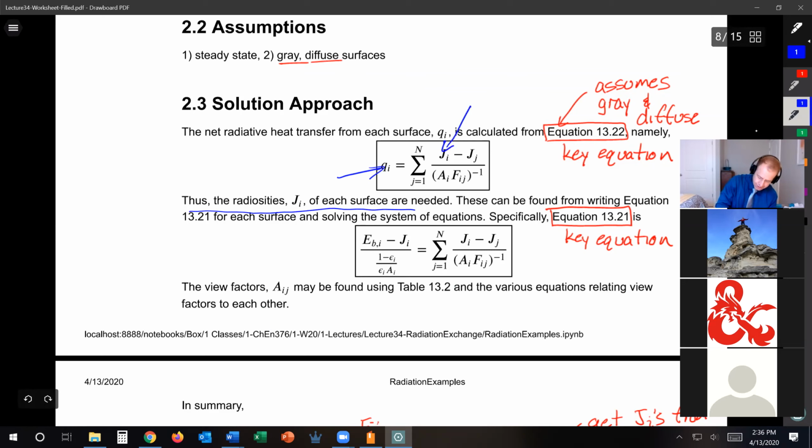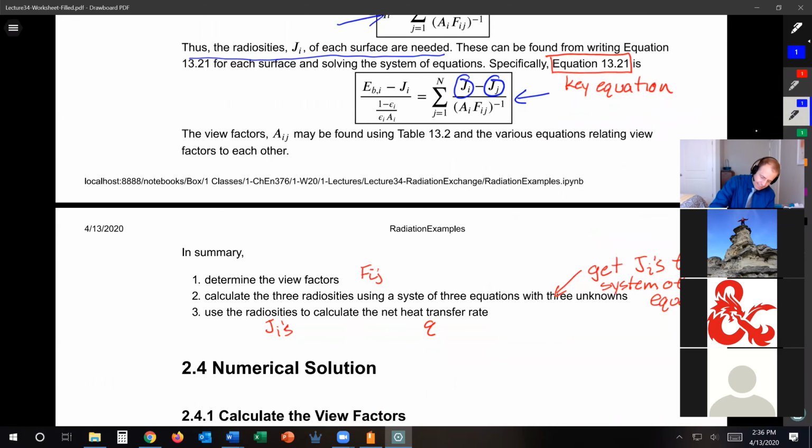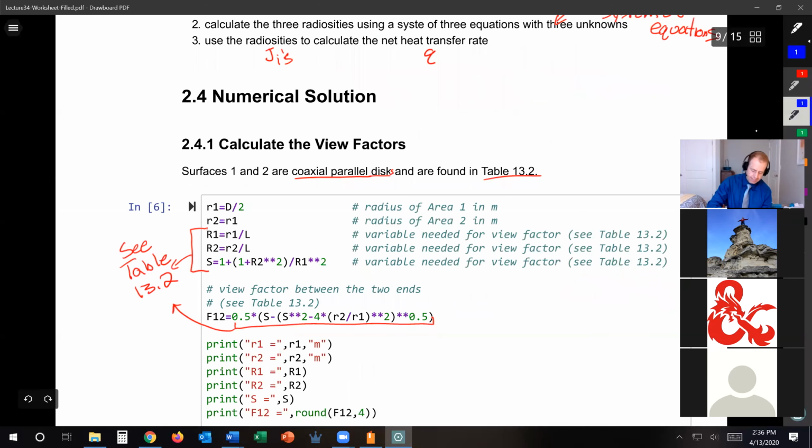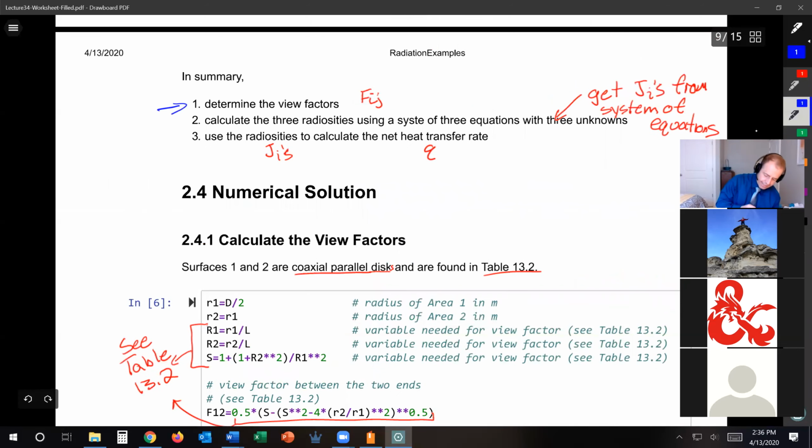But to get that, I need radiosities. Thus, the radiosities of each surface are needed. Those are found by writing 3 of these equations. I'm going to solve these equations to get the Ji's, and then I'm going to put the Ji's into equation 13.22. Notice that this equation has an EB in it. Well, actually, I'm going to first calculate view factors. And so I've summarized that again: calculate F's, calculate J's, calculate Q's.